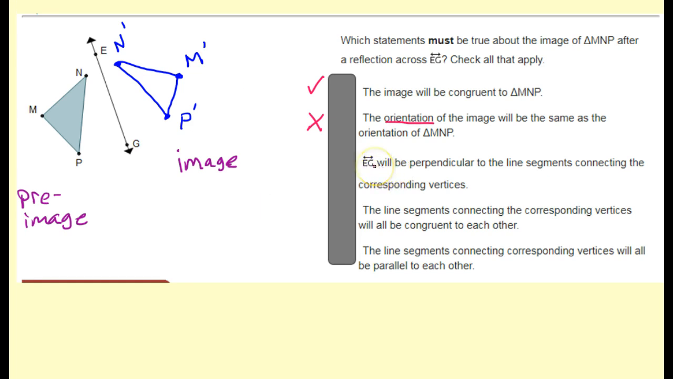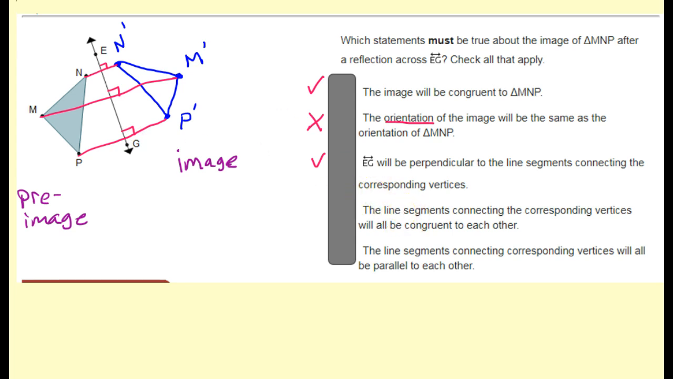Line EG will be perpendicular to the line segments connecting the corresponding vertices. That's going to be true. That's what we were talking about on the previous problem. Here is a line segment connecting the corresponding vertices N and N prime. And of course, that will be perpendicular to the reflecting line. Same thing here, perpendicular, and same thing here, perpendicular.